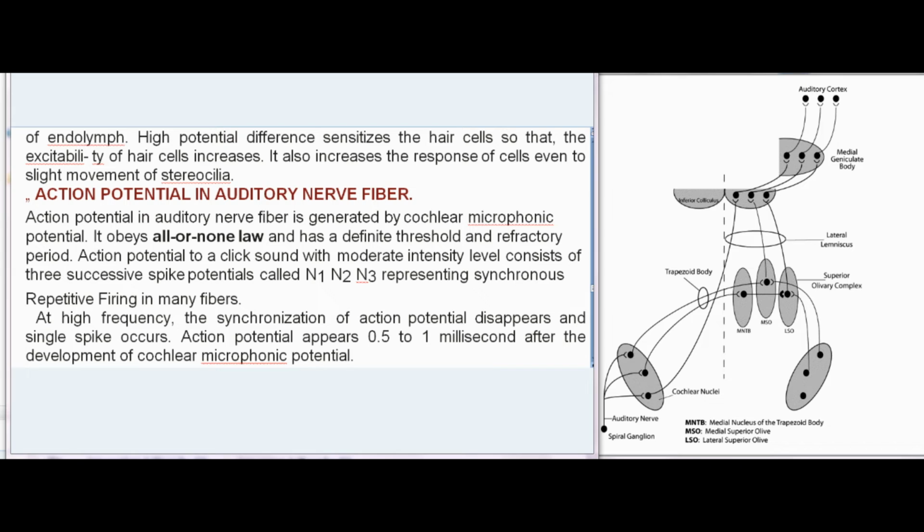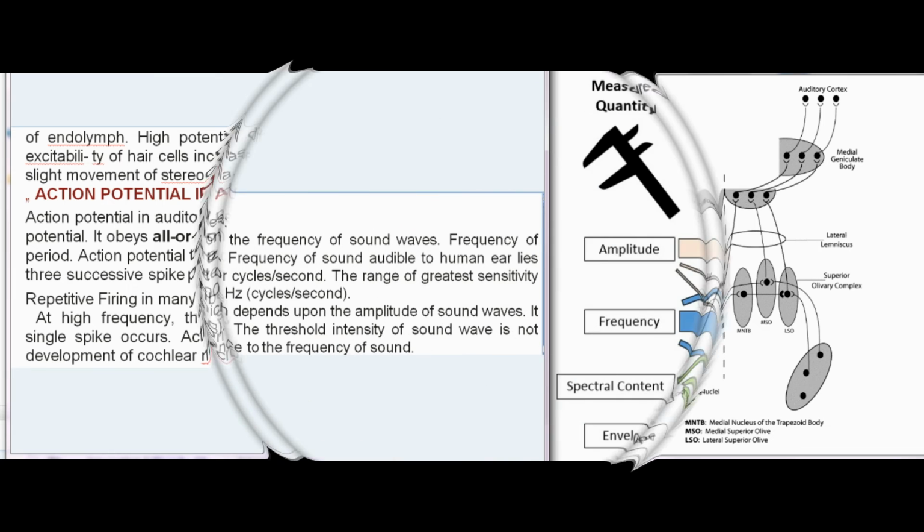Action potential in auditory nerve fiber. Action potential in auditory nerve fiber is generated by cochlear microphonic potential. It obeys all or none law and has a definite threshold and refractory period. Action potential to a click sound with moderate intensity level consists of three successive spike potentials called N1, N2, N3 representing synchronous repetitive firing in many fibers. At high frequency, the synchronization of action potential disappears and single spike occurs. Action potential appears 0.5 to 1 millisecond after the development of cochlear microphonic potential.